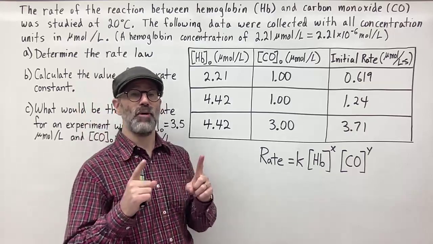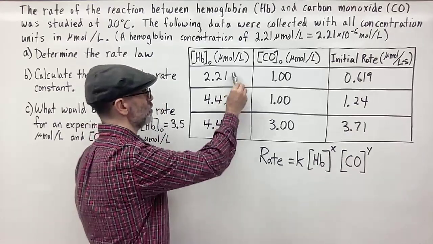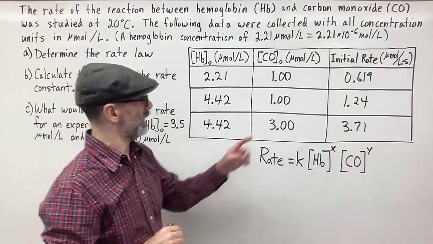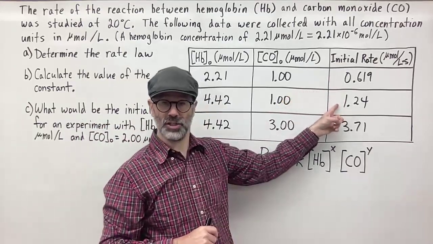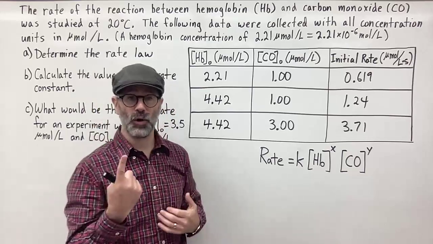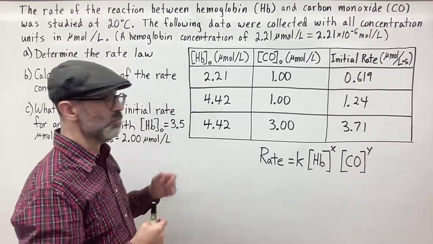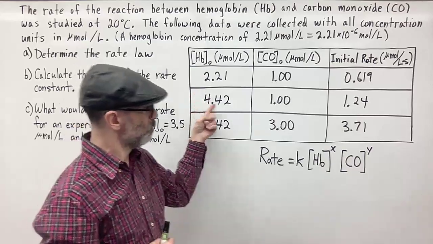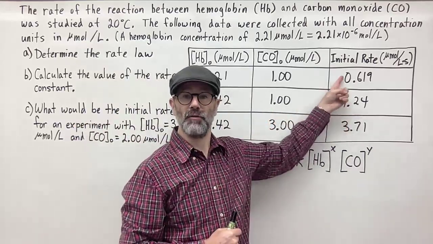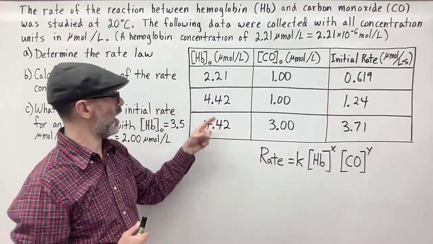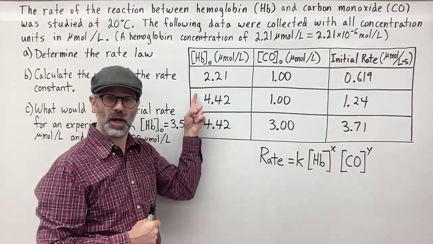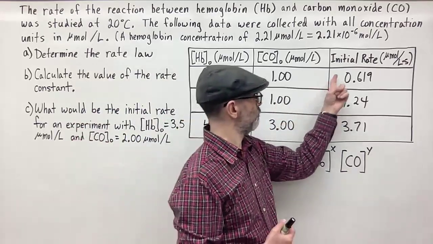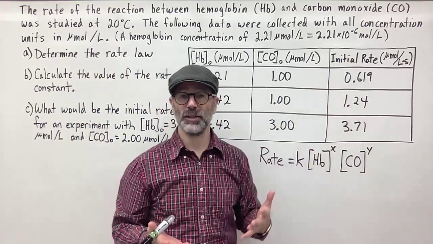So anytime that you change the concentration of something and you get the same change in the initial rate of the reaction, that's going to be first order, and the power is going to be 1. The exponent is going to be 1. So if I was to triple the amount of hemoglobin, that would triple the amount of the rate. The rate would triple as well. If I quadruple, if I multiply by 4, if the difference between these two was a factor of 4, then the difference would be a factor of 4 there. That means it's first order.